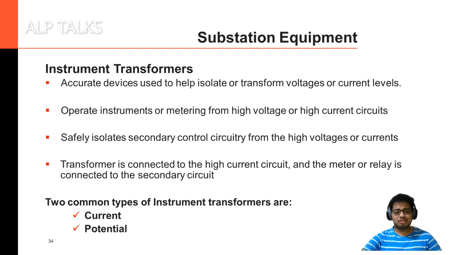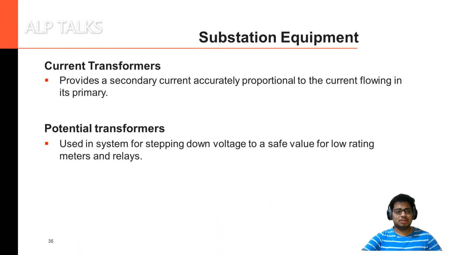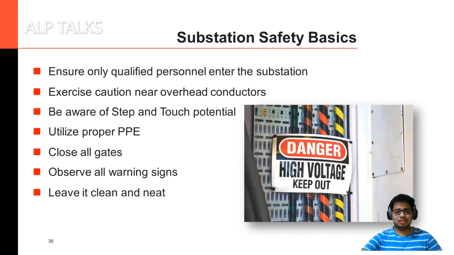Two common types of instrument transformers are current transformers and potential transformers. Current transformers will generally step down to 2 amp, 5 amp or 1 amp. Potential transformers generally step down to 120 volts or 115 volts. These are the measures we will use in these systems. Current transformers provide the secondary current accurately proportional to the current flowing in the primary. Potential transformers are used in the system for stepping down a voltage to a safe value for low-rating meters and relays.